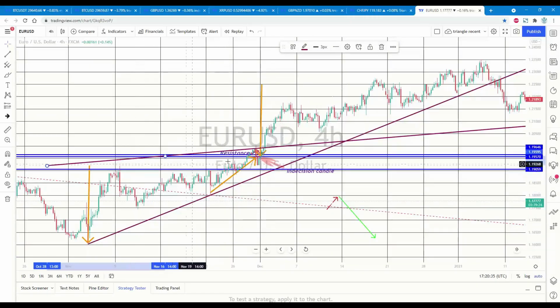Here again, we have a nice triangle formation. Here's the width of the breakout. Here is the candlestick, and then here is our confirmation candle, and then we would have taken a buy, and we could have ridden this all the way out to here.